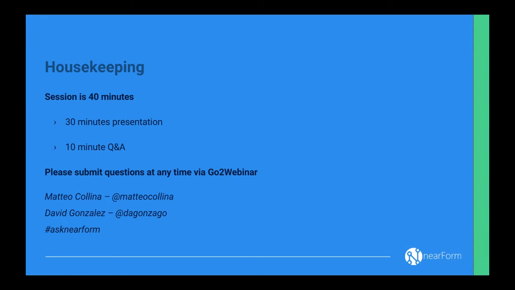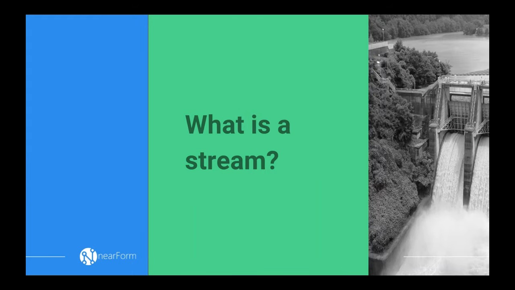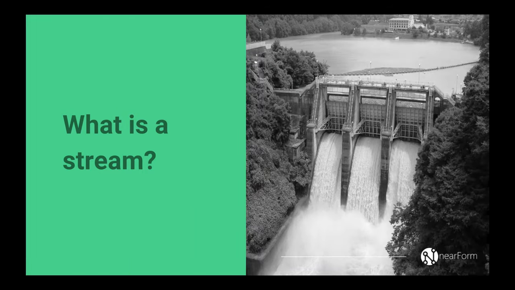So let's start with what is a stream. Apart from this nice picture of a waterfall, a stream is basically like water flowing. Water usually flows from one place to another, and we call the place from where the water originates upstream, and where it goes downstream. So Node.js streams are very much like water.